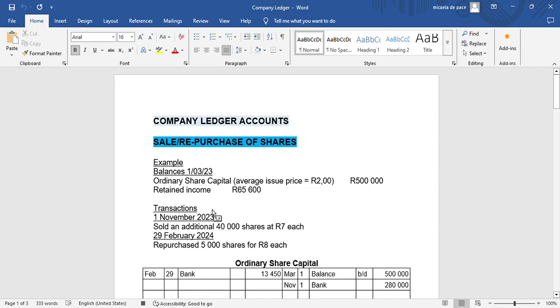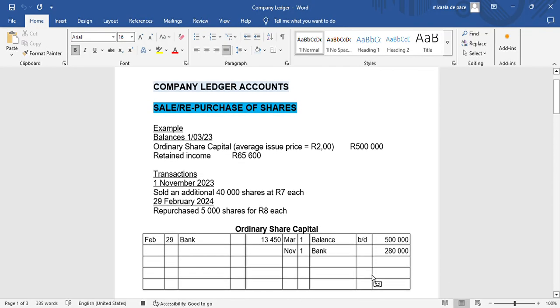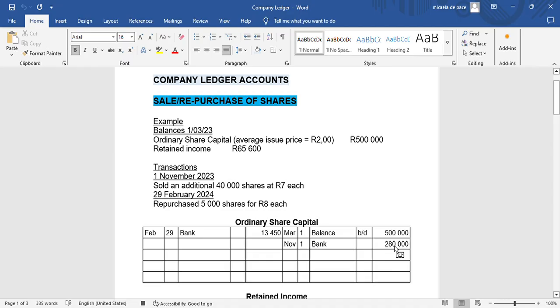Right, look at the first transaction. Sold an additional 40,000 shares at 7 Rand each. To calculate the amount, you'll take 40,000 and you'll multiply by 7 Rand. Share capital will obviously be increasing because you've sold more shares. And the other account that is affected when you sold those shares will be bank. Then on the 29th of February, we repurchased 5,000 shares for 8 Rand each.